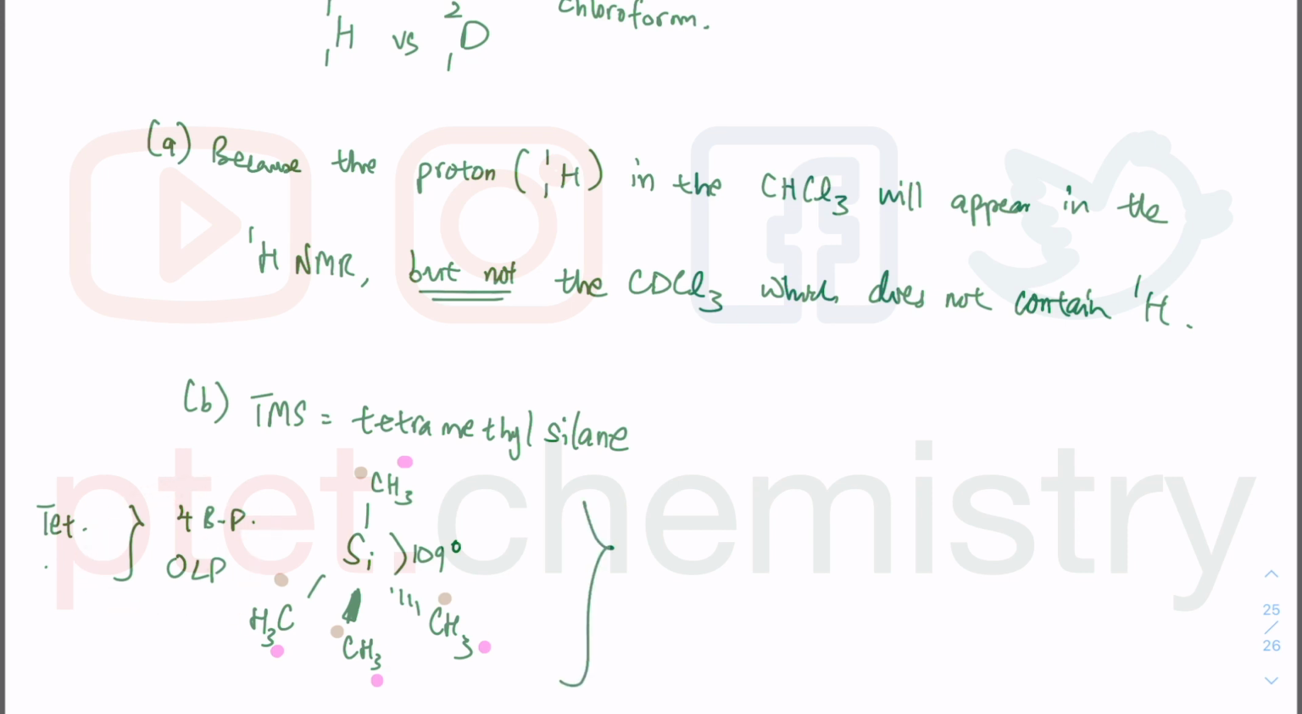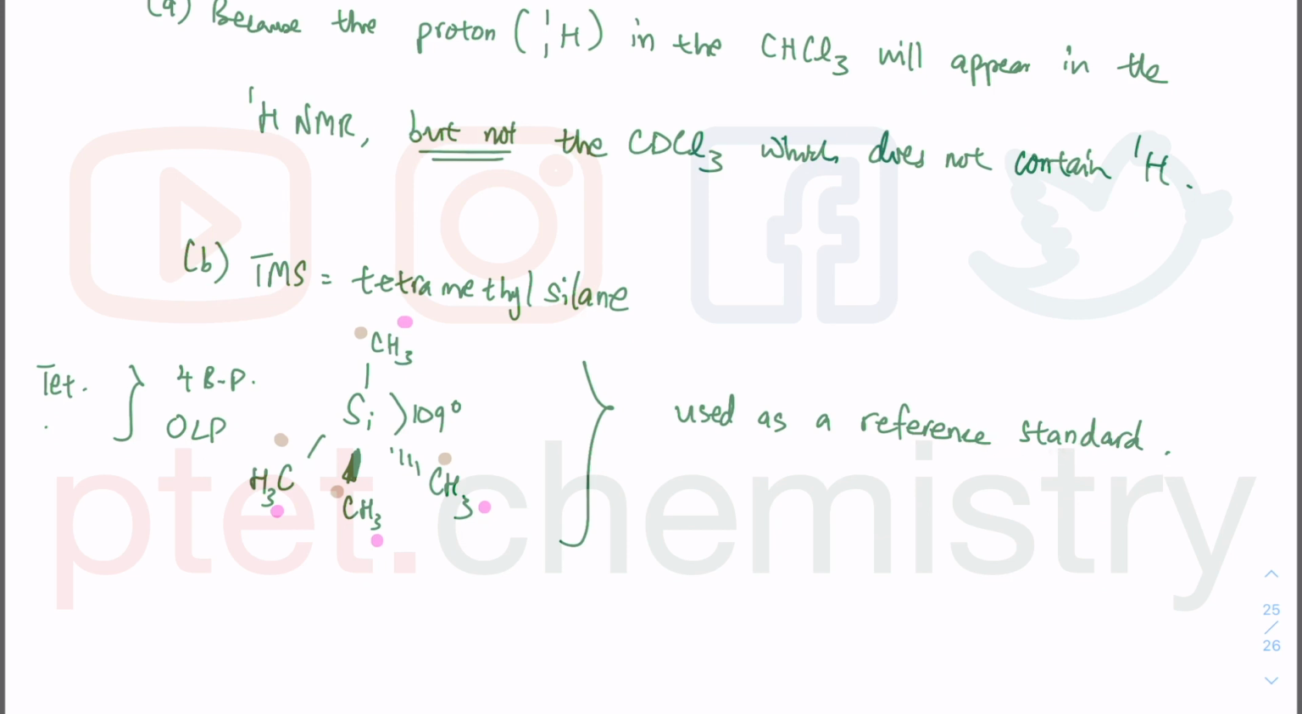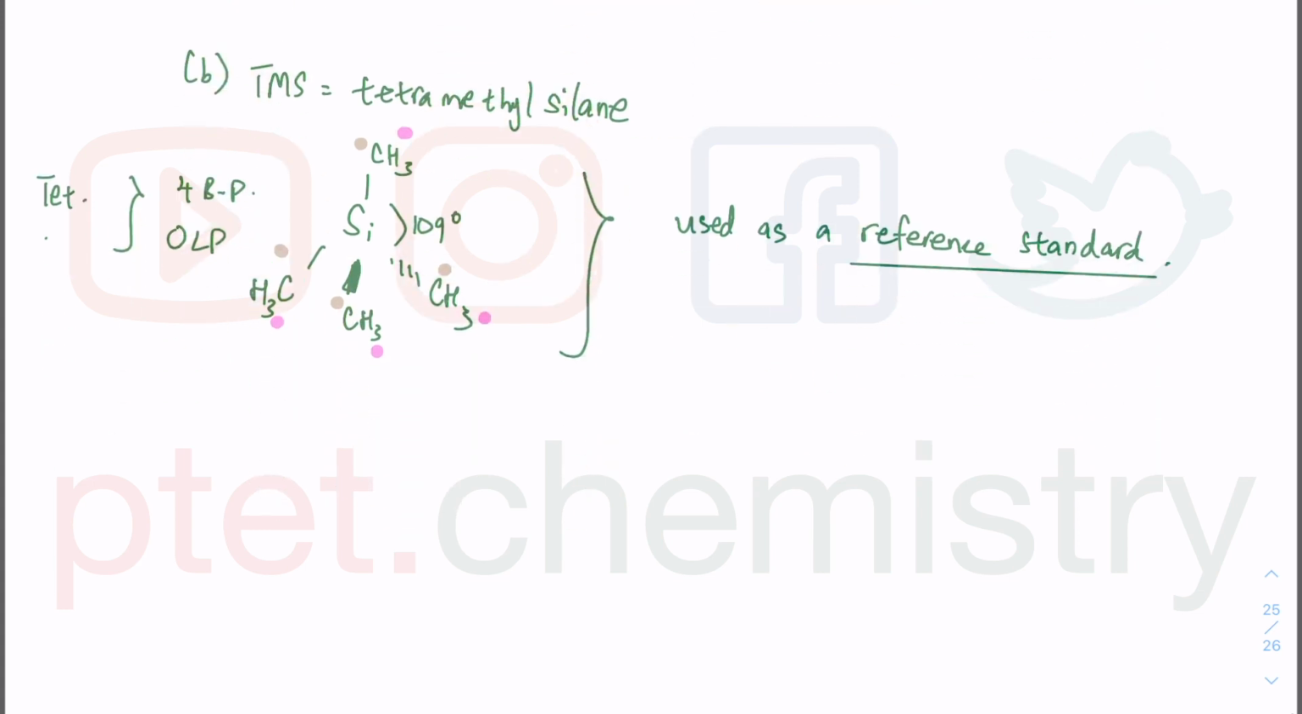Okay, so we use this as a reference standard. Oh, sorry, it's not a solvent. It's used as a reference standard, okay? Just for that 1 mark there, it's reference standard. We need something that we can always go back to and say, this is 0.0, so everything is measured or recorded relative to that reference standard.